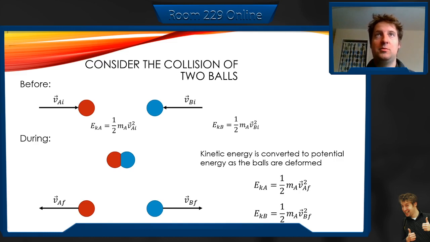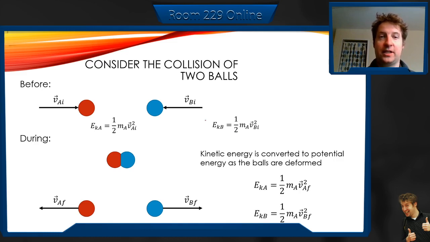Let's say we have two balls and they're going to collide. Ball A has initial velocity VAI, and ball B has initial velocity VBI. When they collide, we know their momentum is conserved, so we can come up with a conservation expression. But what about the energy? We learned in grade 11 that we can calculate kinetic energy as half mv squared. This is the kinetic energy of ball A, and this is the kinetic energy of ball B.